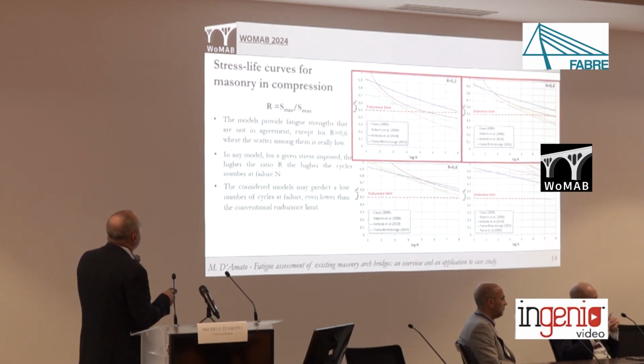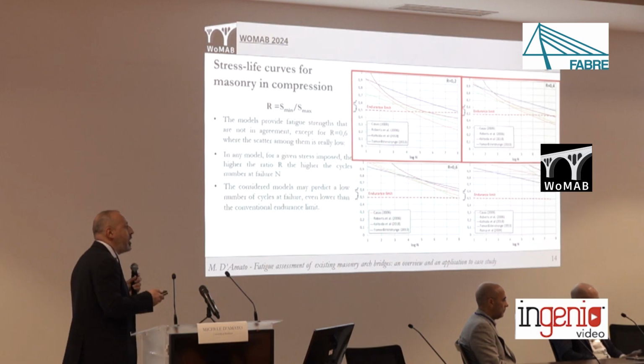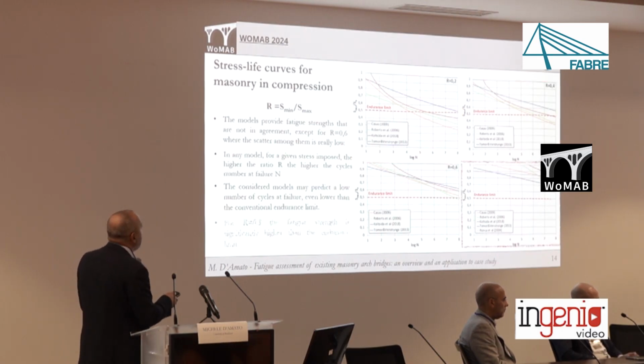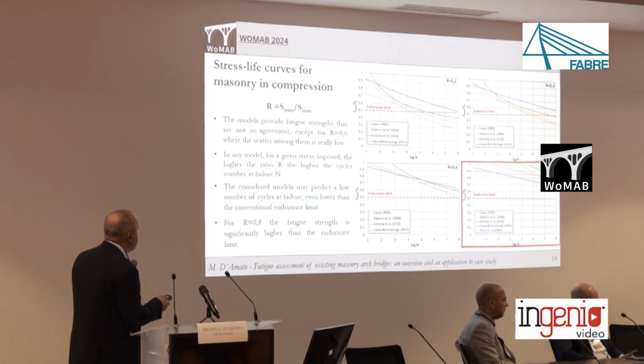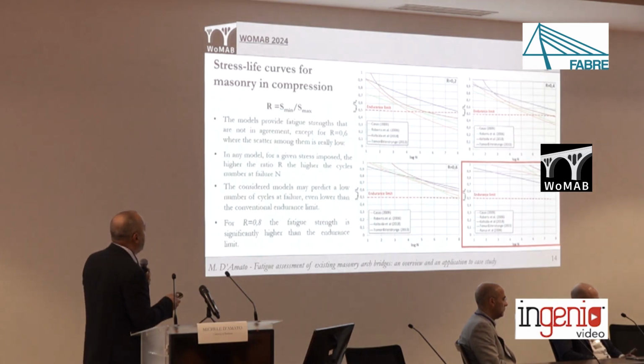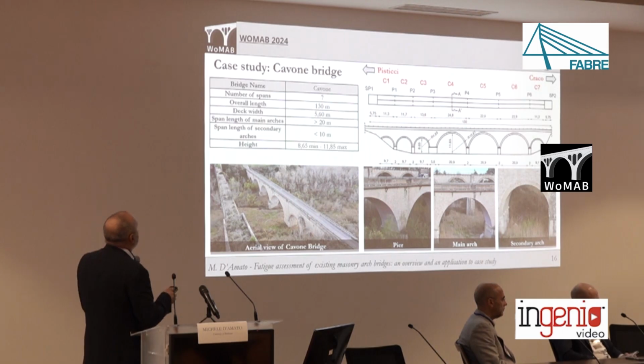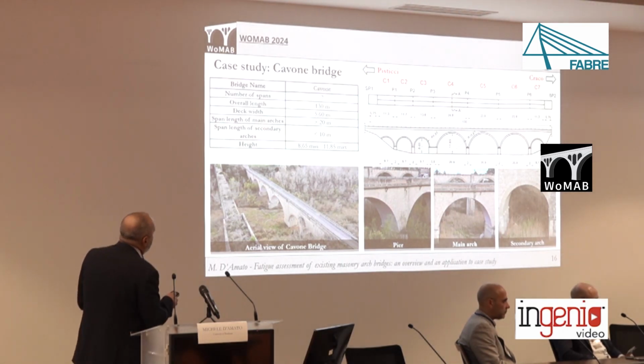And for the ratio equal to 0.2 and 0.5, we can note that the models may predict a low number of cycles at failure, even lower than the conventional endurance limit that some studies, some research, have set equal to 0.5. And finally, on the contrary, for R equal to 0.8, the fatigue strength instead is significantly higher than the endurance limit. So starting from these considerations, we investigated a real case study.